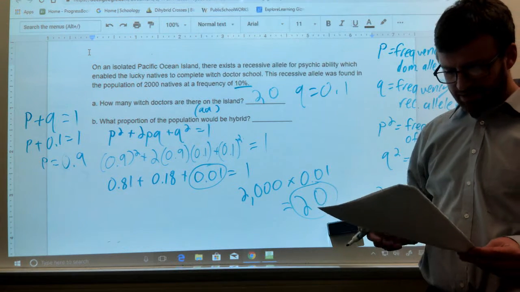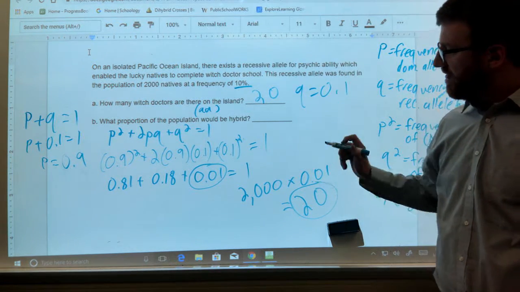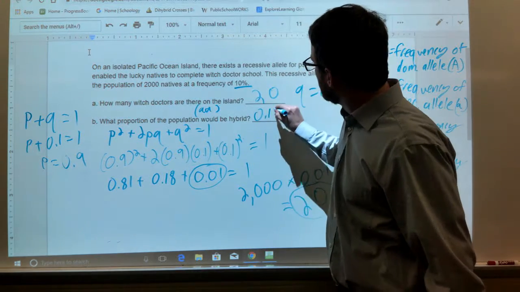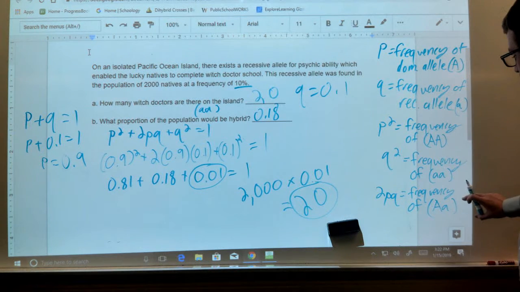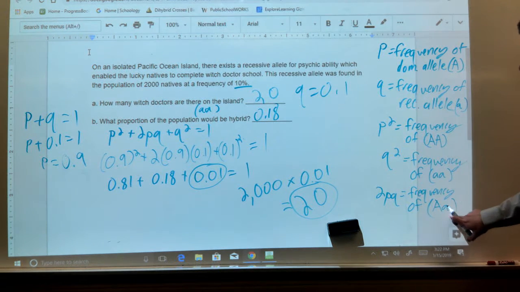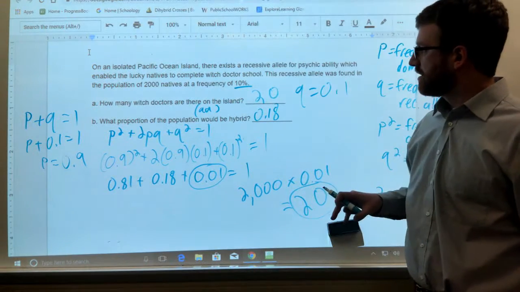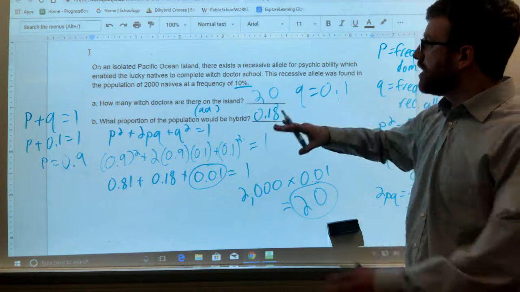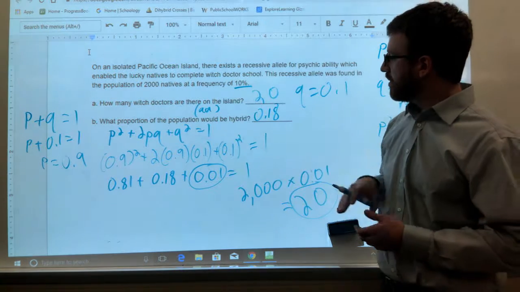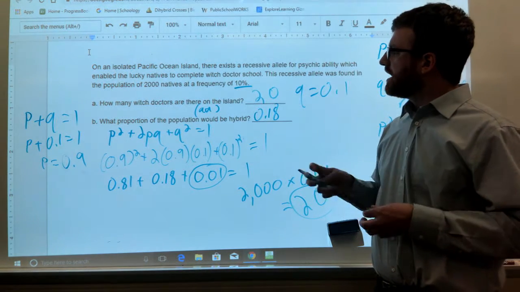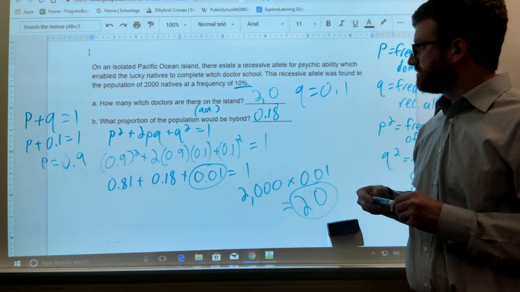Now it says, what proportion of the population would be hybrid? That is just going to be 0.18. That's the proportion. That's the frequency of big A, little a. So we just get that right from the equation. No matter what size the population is, we could multiply it by 0.18 to figure out how many natives will be hybrids, have both alleles. And that's it.